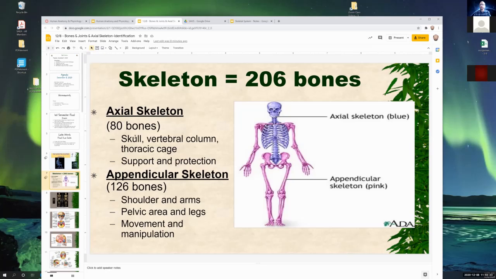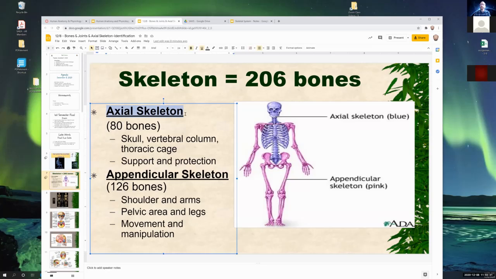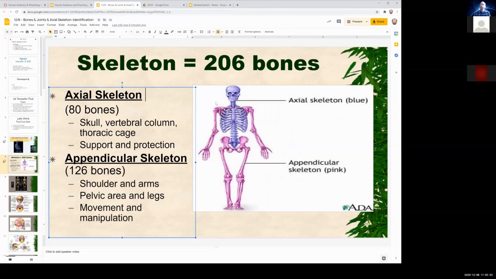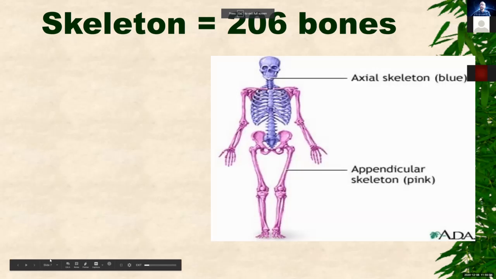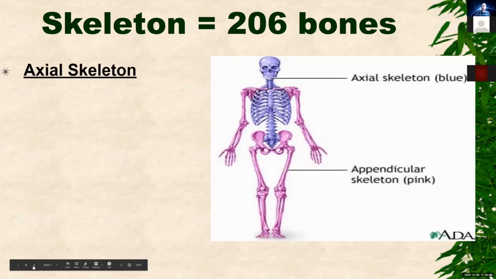Out of those 206 individual bones, there are two sections of skeletons. One skeleton is known as the axial skeleton. The axial skeleton is 80 of those 206 bones.